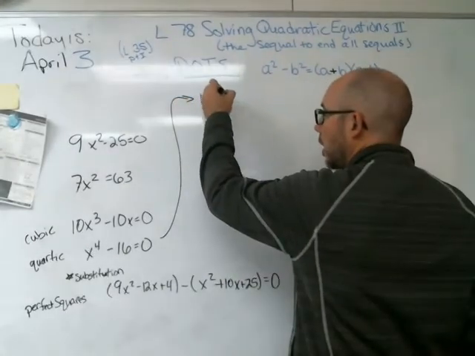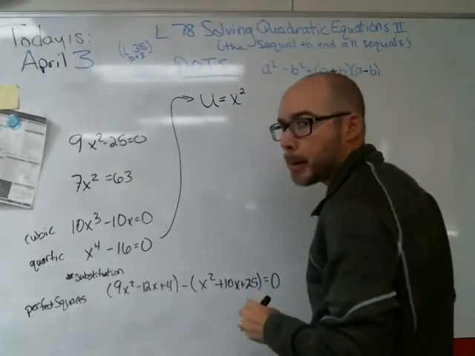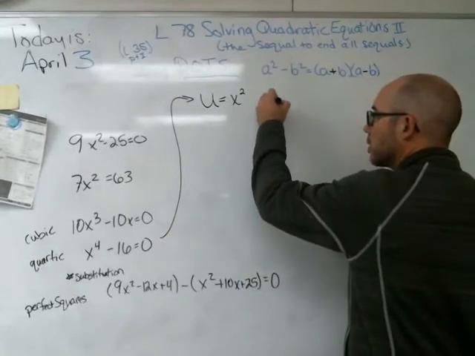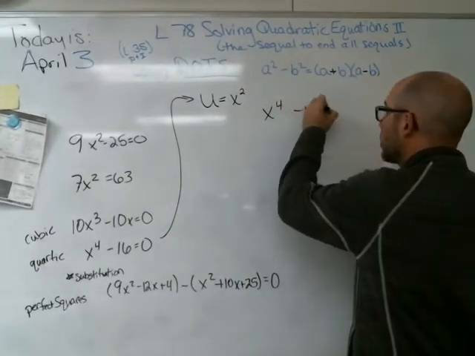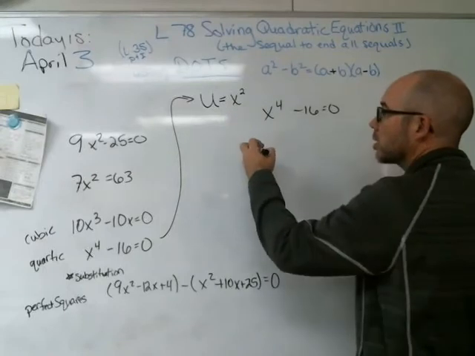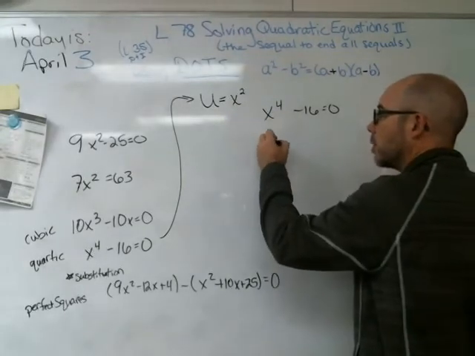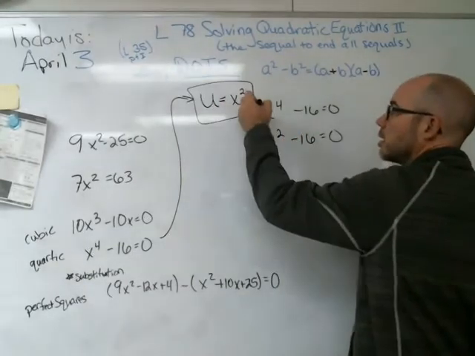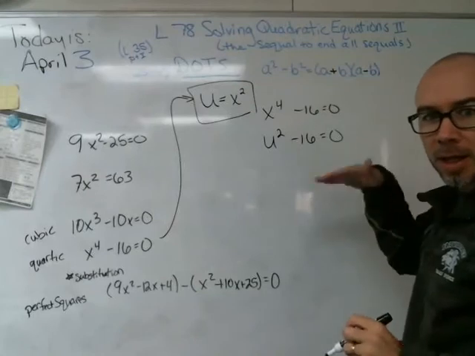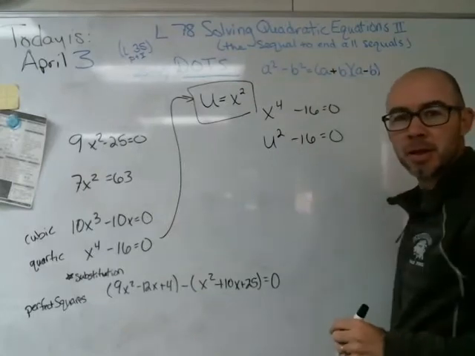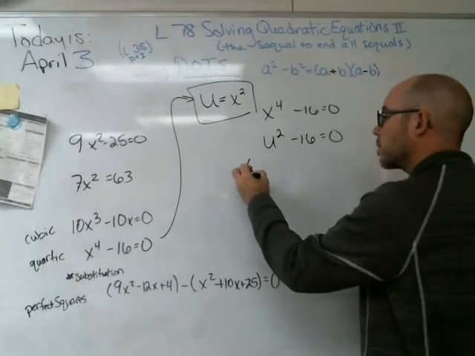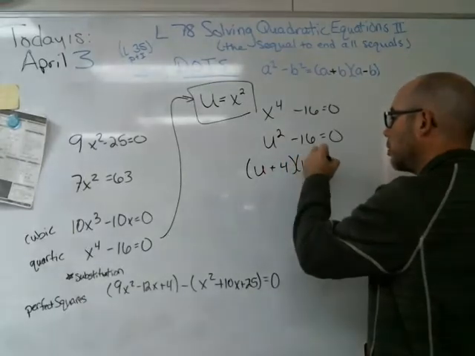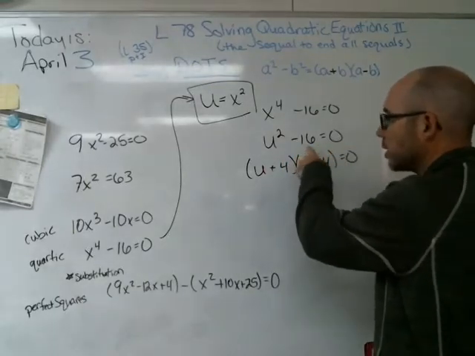And here I'm going to let u equal x squared. Okay, so I got to rewrite this thing. X to the 4th minus 16 equals 0. If u is equal to x squared, then x to the 4th can be rewritten as u squared minus 16. I will take this and hold on to it for now, and I'll put it back in the equation later, but now I have the difference of two squares. So I can split this up into u plus 4, u minus 4 equals 0, because this is 4 squared.